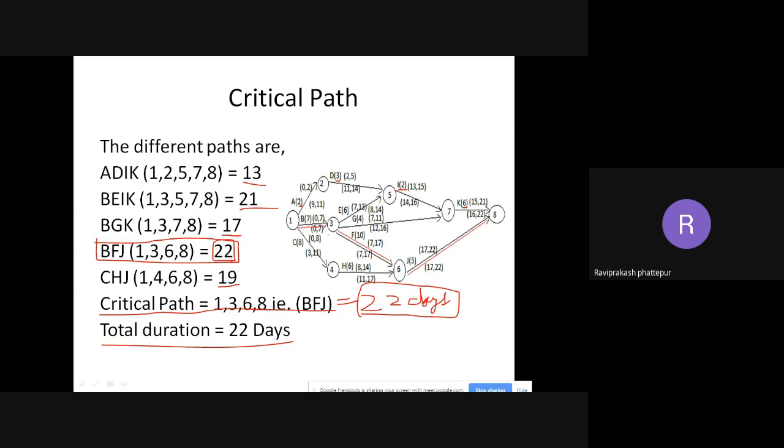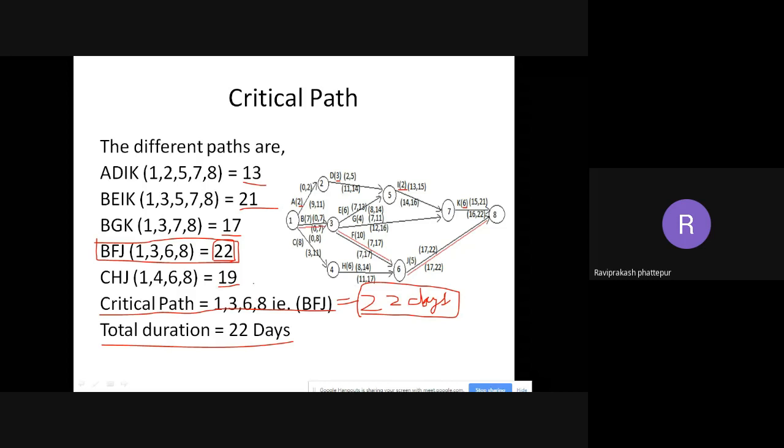It is basically depicted as double lines between those particular nodes. So for 1368, from 1 to 3 draw a double line, 3 to 6 draw a double line, 6 to 8 draw a double line. Double in the sense that one more line is to be added to the arrow which I already drew. So this is how we find the critical path.